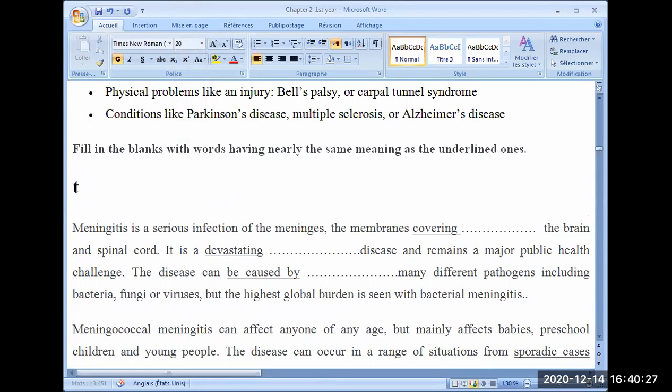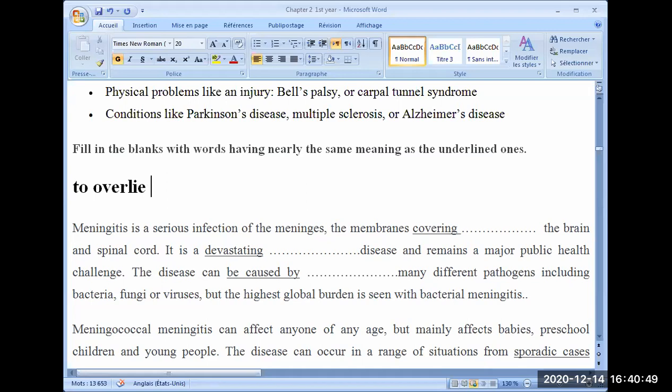To overlie. Here, to overlie means to cover, or to be the top part, the superior part. The opposite is underlie.